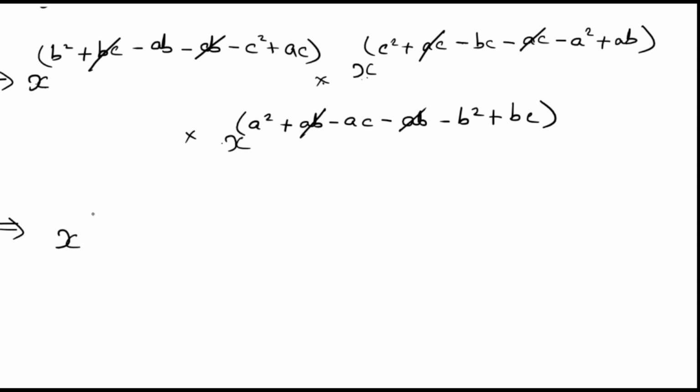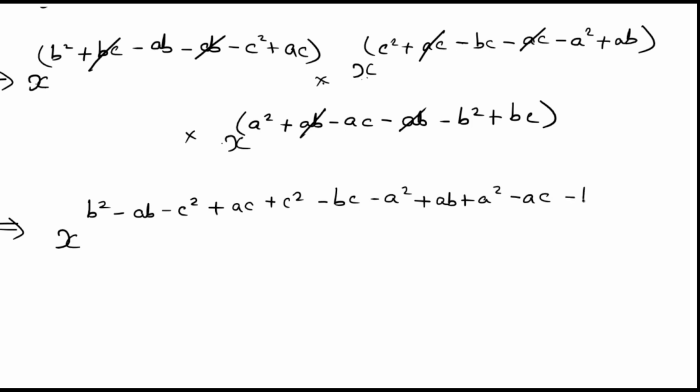So we'll get x to the power B square minus AB minus C square plus AC plus C square minus B into C minus A square plus AB plus A square minus AC minus B square and plus B into C.